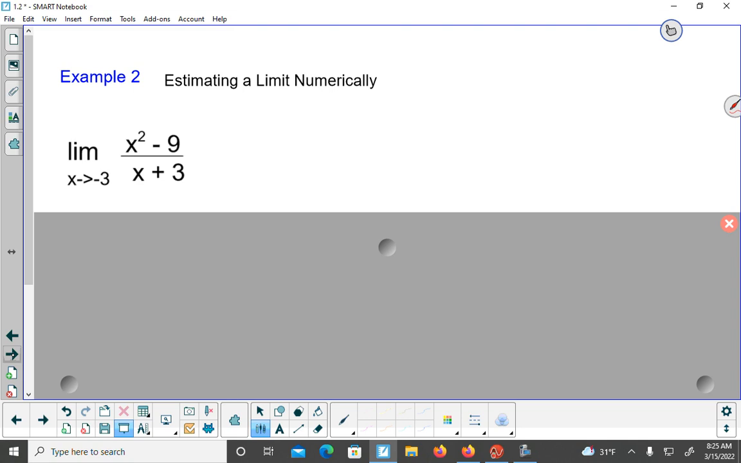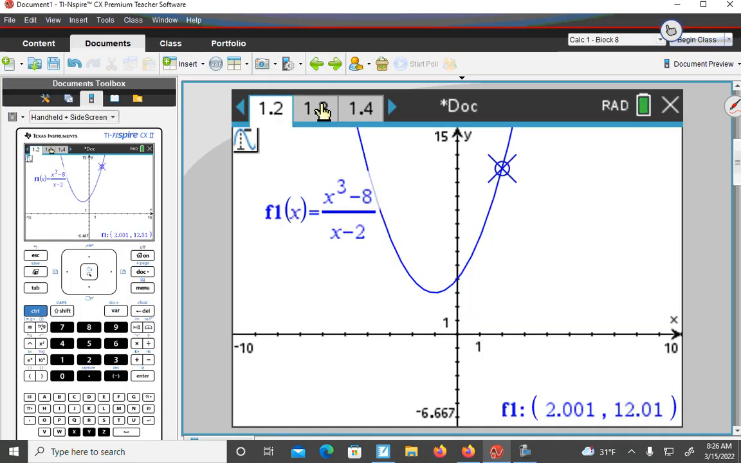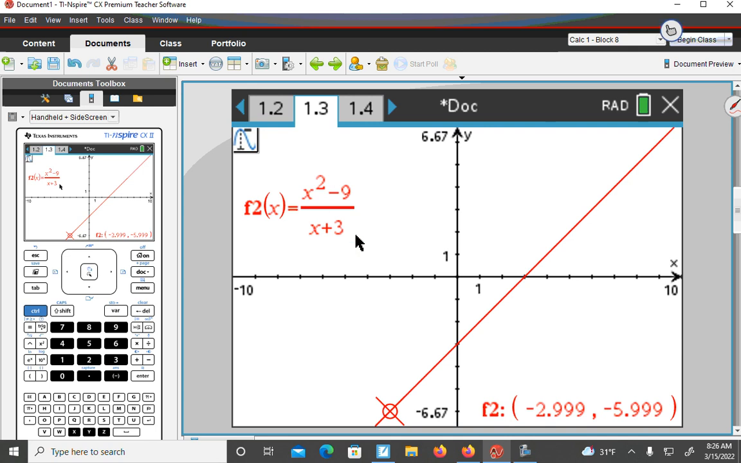So let's do another one. This one I have (x squared minus 9), and I'm trying to find the limit as x approaches negative 3. Again, if I tried to put negative 3 in, I would be dividing by 0, and I can't do that. So if I go graphically, I'm going to pick up my calculator and graph it, which I already did. So here's this x squared minus 9.